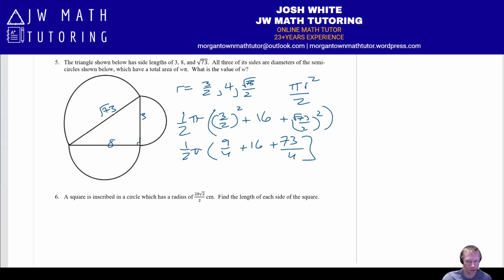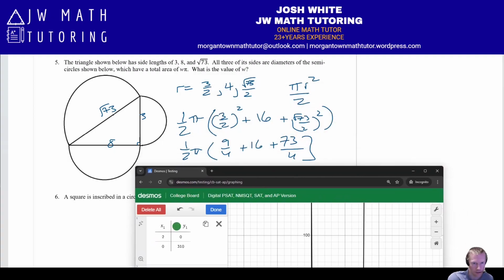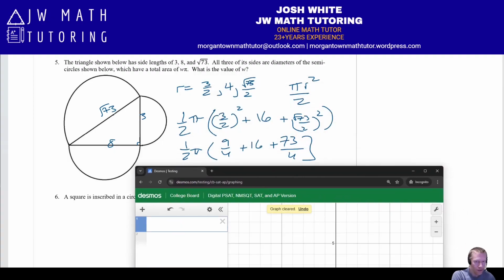So let's just go to Desmos and do all the calculations in there. All right, let's get rid of this. So we got 9 over 4 plus 16 plus 73 over 4. And again, I could have taken the radii, squared all of them, and just added them up. But anyways, I get this value, 36.5 or 73 over 2.